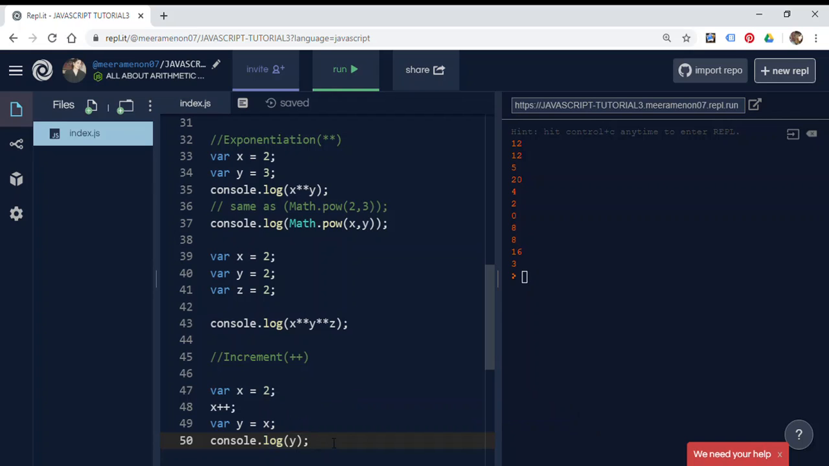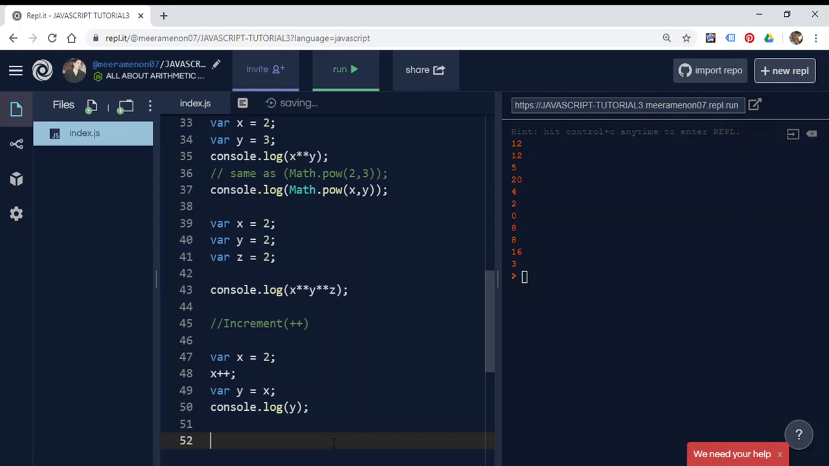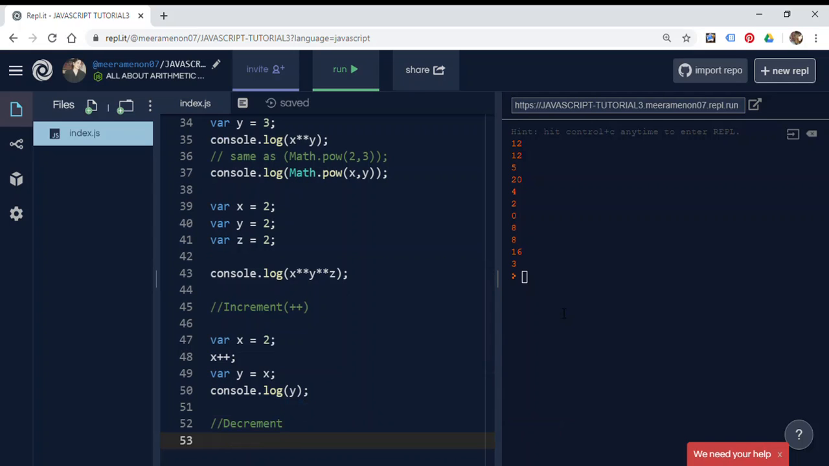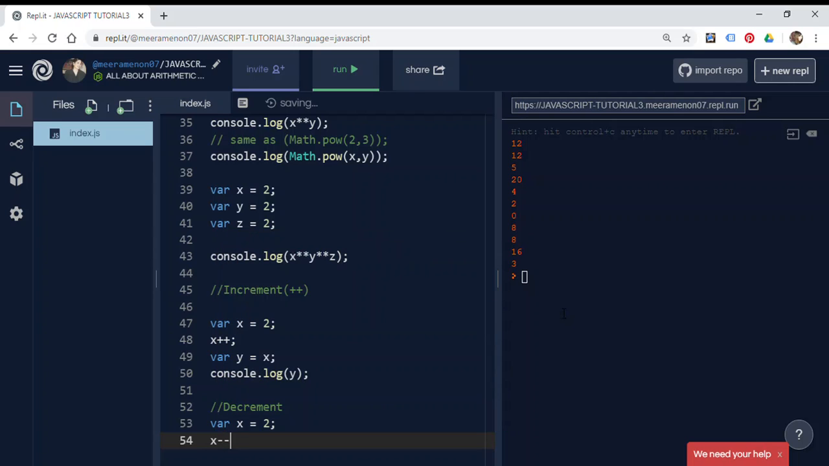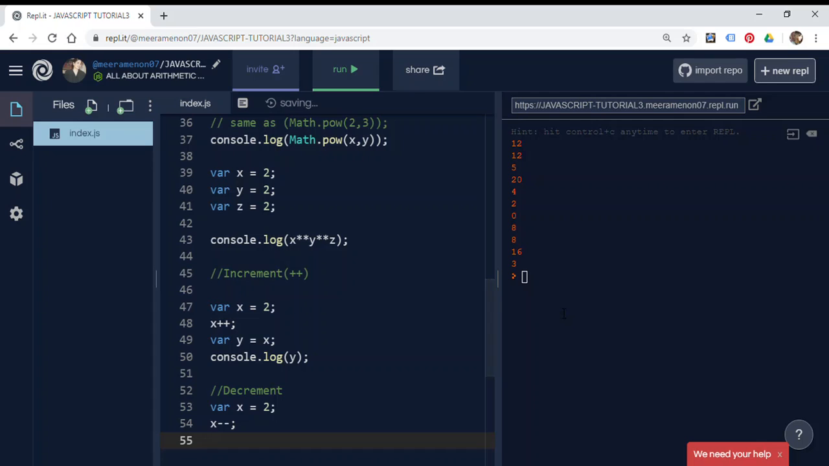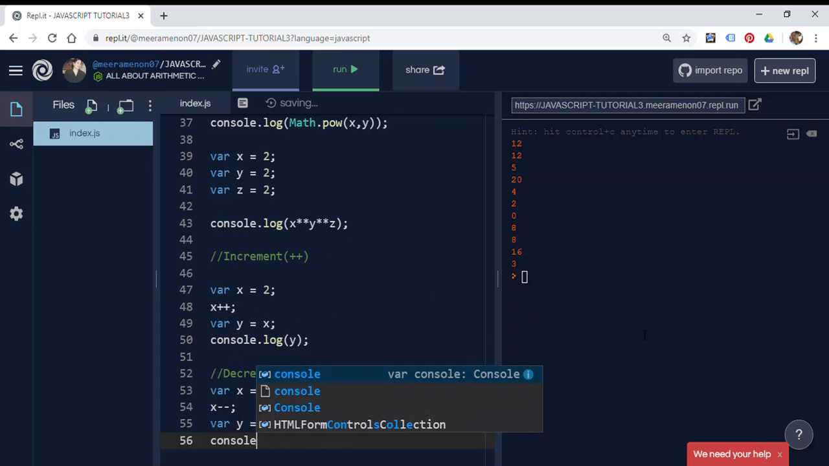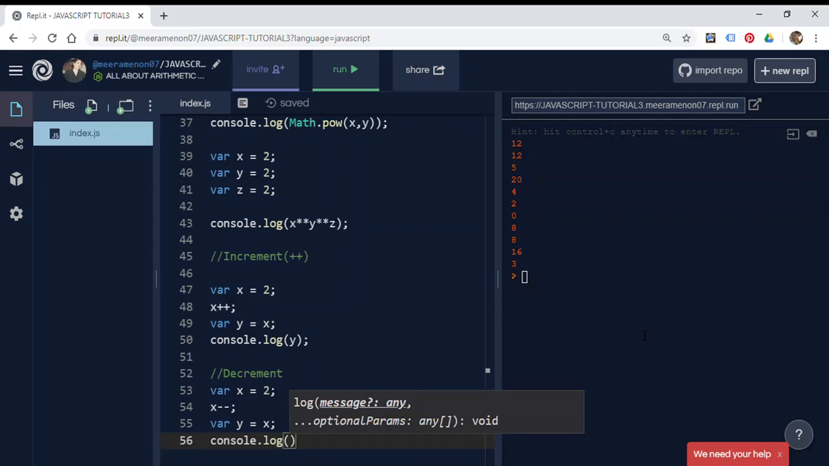Okay, let's do the operator for decrement. It's a reverse, of course. So variable x equals to x minus minus, variable y equals x, console.log y.